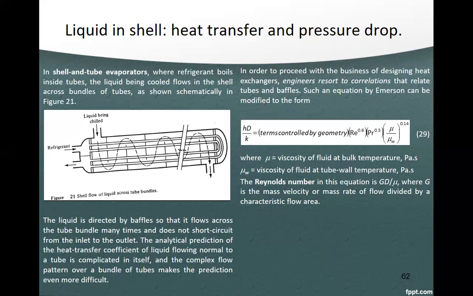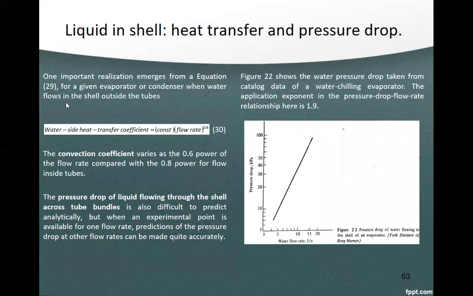Kasi magkaibang temperature sa center saka sa wall. So mag-assume ka doon. The Reynolds number in this equation is GD over mu, where G is the mass velocity or mass rate of flow divided by the characteristic flow area, hindi yung actual area. Kasi wala kang makuha actual area yan. Iba-iba. So, meron tayong characteristic flow area. So, one important realization emerges from equation 29.